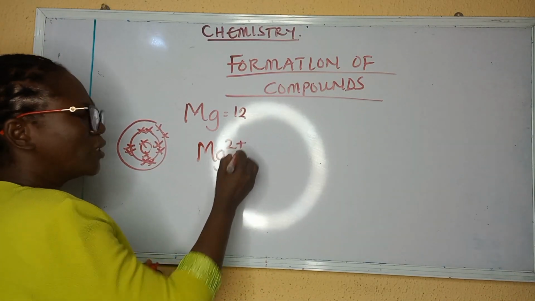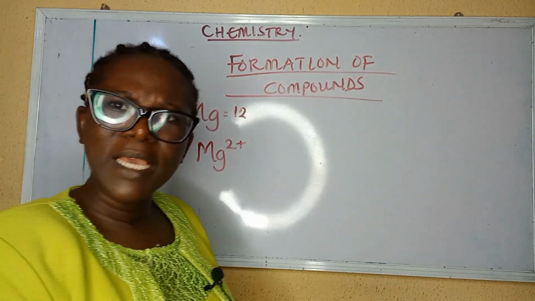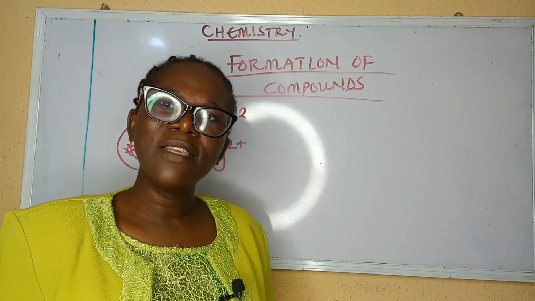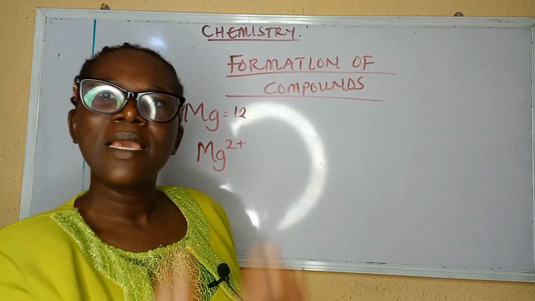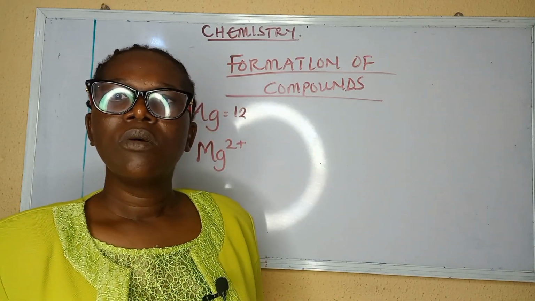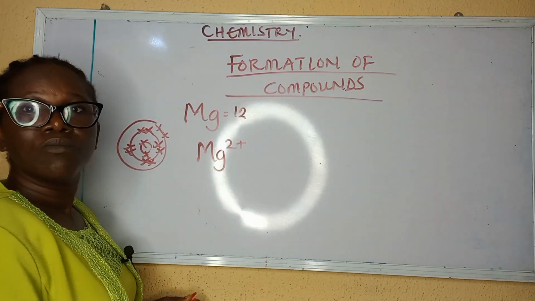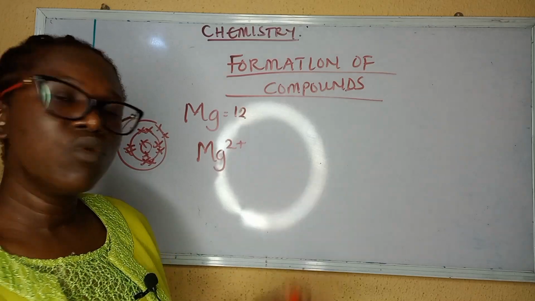Why? Why not negative? The reason is because they are losing or giving out a negative electron. When an element gains electrons, they become negatively charged. So in this case, magnesium is +2 because it has given out 2 electrons.